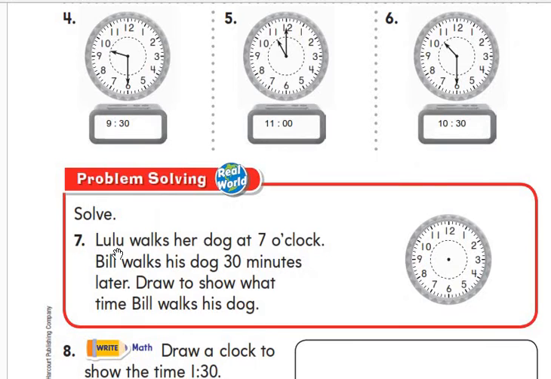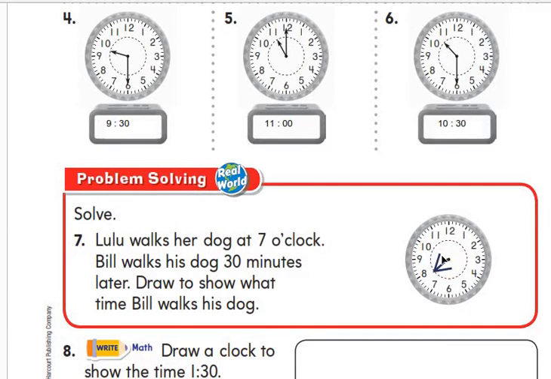Okay, number 7. Lulu walks her dog at 7 o'clock. Bell walks his dog 30 minutes later. Draw to show what time Bell walks his dog. So Bell walks his dog at 7:30. How will we draw 7:30? Okay, let's start with the short hand. The hour hand points between 7 and 8. It's not at 7 exactly, it will point between 7 and 8. And the minute hand will point at 6, which is 30 minutes.